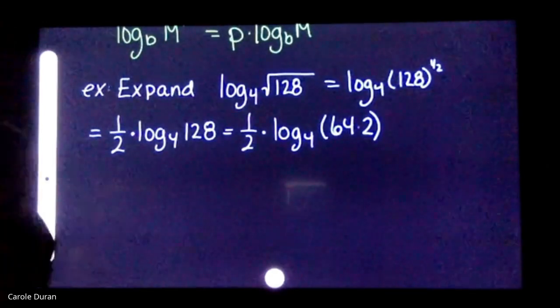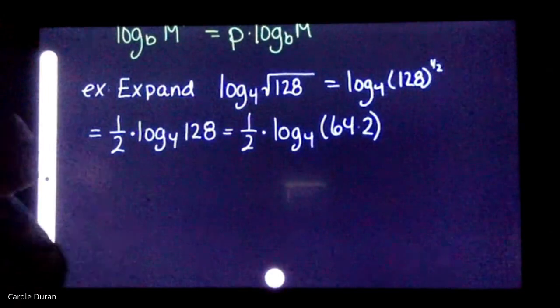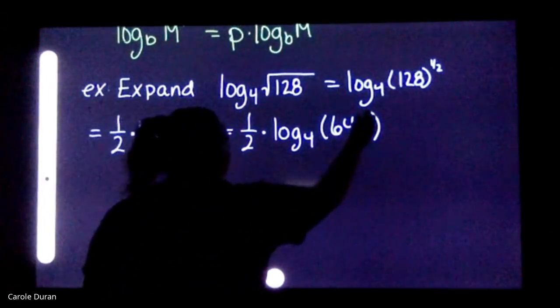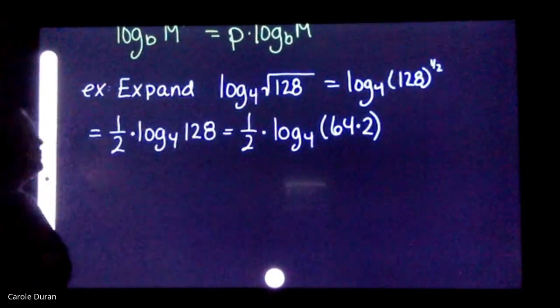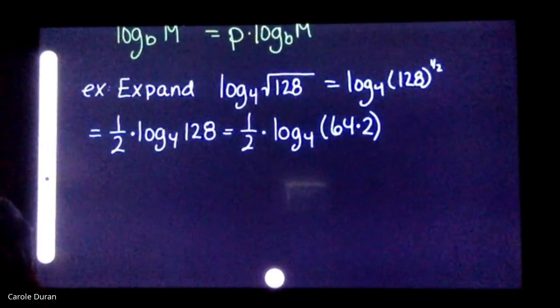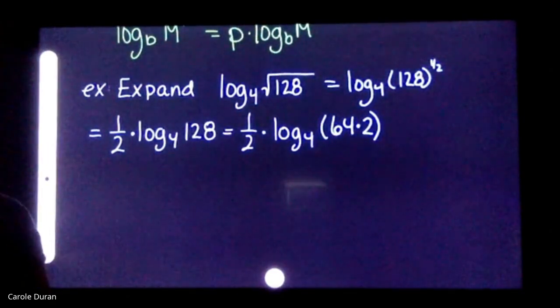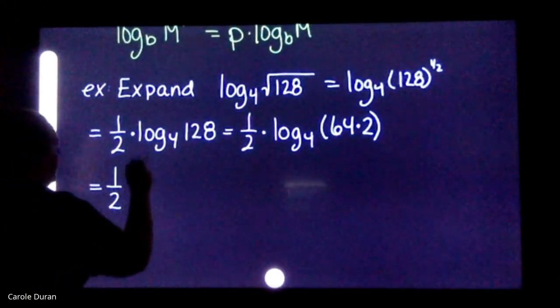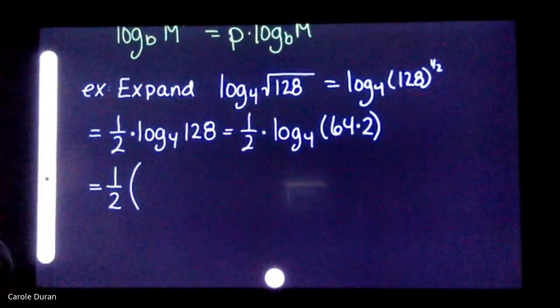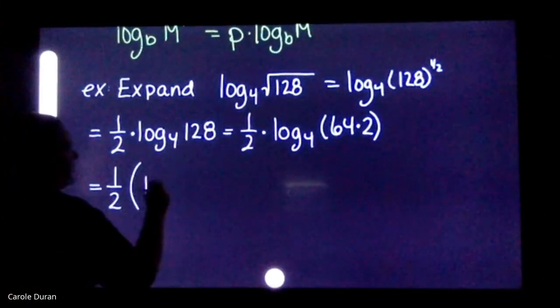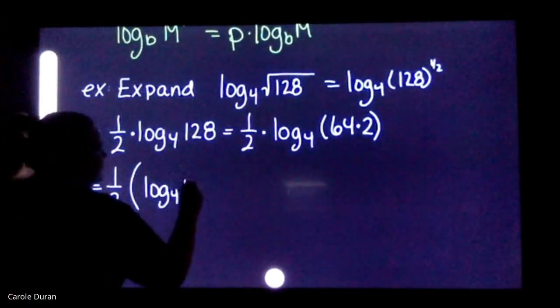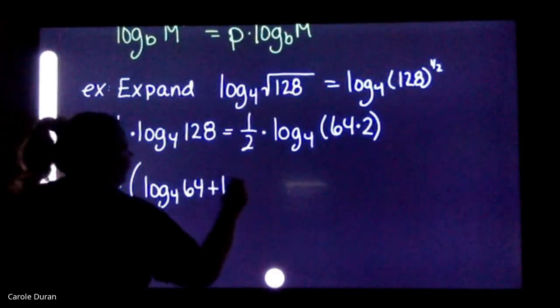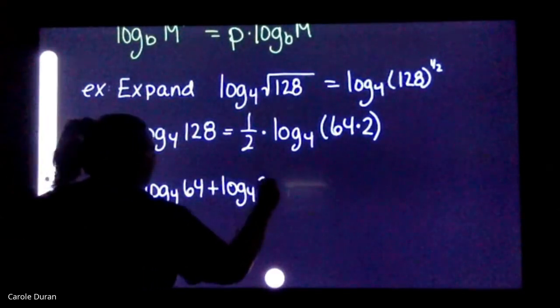I have a property that says when I'm multiplying two things together and I want to expand it, I can rewrite it as addition, both of them with log base 4. So then this is the same as 1/2 times, and I'm going to go ahead and use a big parentheses here, log base 4 of my first number plus log base 4 of my second number.